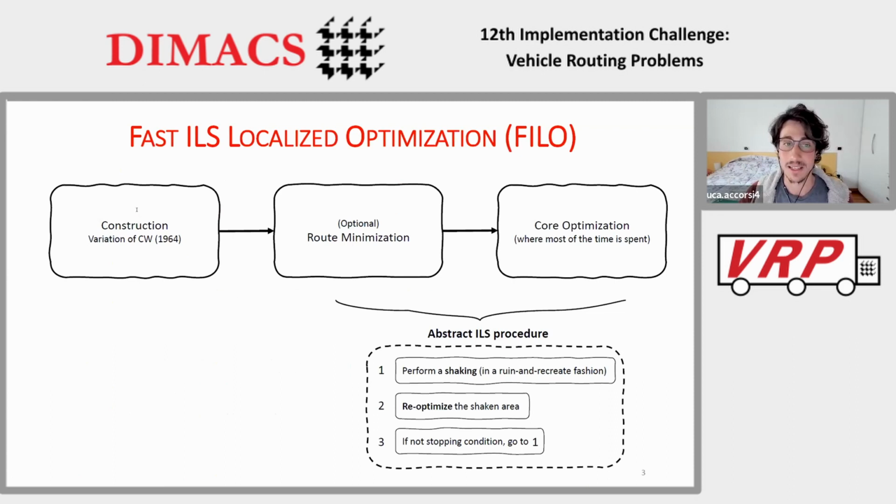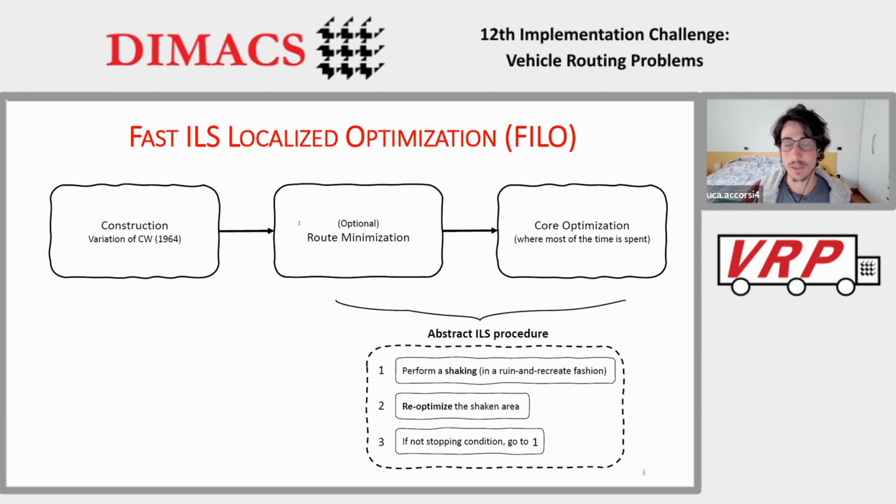So this is a high-level overview of FILO. It starts with a construction phase, which is based on a variation of the Clarke and Wright algorithm, so fairly straightforward. But instead of computing all possible savings, which are quadratic, we just compute a subset of them to make this phase linear, which I think, especially during this competition, is a good idea, since the time to reach solutions is so important.